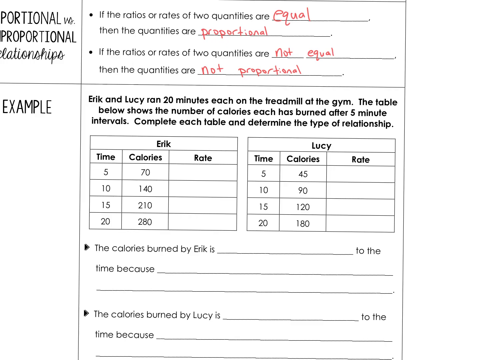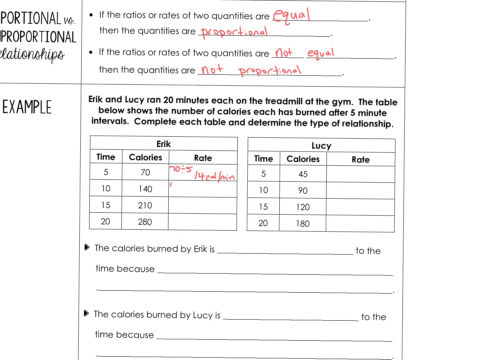So because we're looking at calories per minute, we're going to compare. For Eric, he's burning 70 calories, and we're going to split that between the 5 minutes using that unit rate like we were working on with our last lesson. Here, 70 divided by 5 ends up being 14 calories per minute. So we're going to do that for each of these.